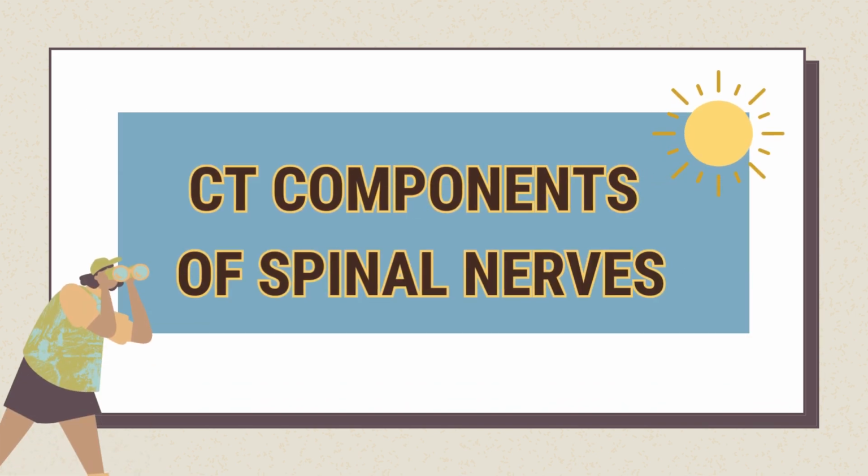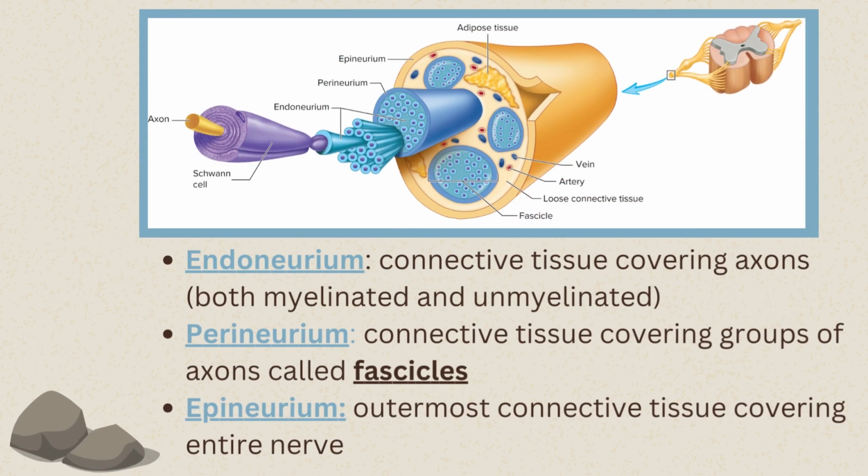Let's begin by learning about the connective tissue components of spinal nerves. The connective tissues affiliated with spinal nerves are arranged similarly to those we studied in skeletal muscles. Single axons, both myelinated and unmyelinated, are covered in a connective tissue called the endoneurium. Axons are grouped into fascicles. Perineurium is the connective tissue covering a fascicle. An entire spinal nerve is covered by a connective tissue called the epineurium.